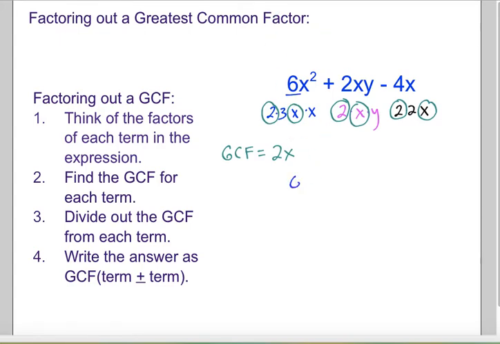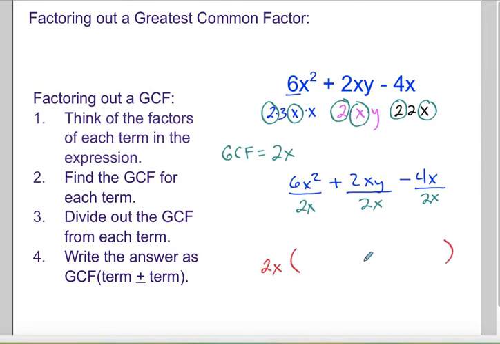So the next thing we're going to do is we're going to take each piece. So I'm going to start by just rewriting the pieces here, the terms. And we are going to divide each part by the GCF. And then once we're writing the answer, what we're going to do is we're going to write the GCF in front, and then we're going to have parentheses with each term. And those terms are going to be separated by the sign that is in front of them.